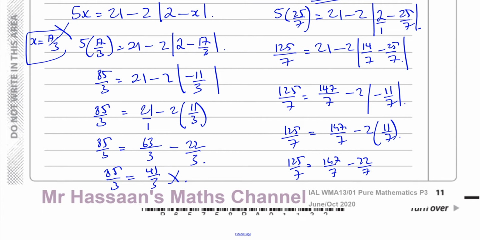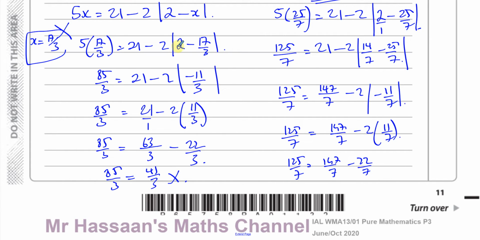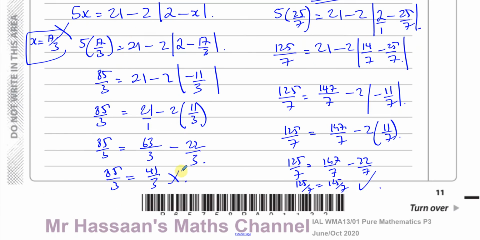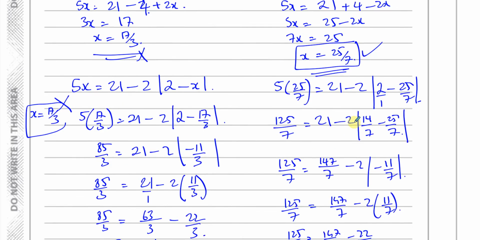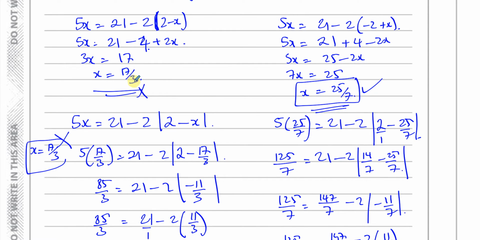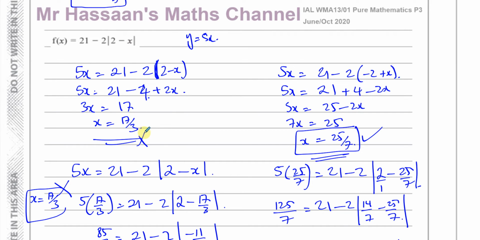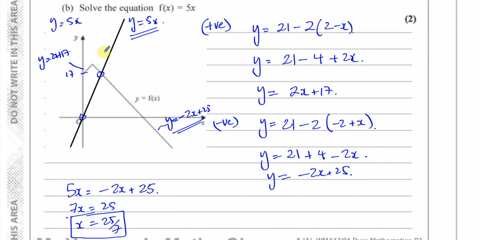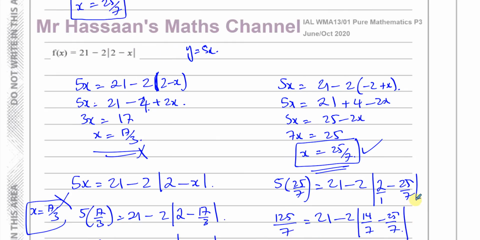So we get 125 over 7, running out of space here, is equal to 125 over 7. So we can see that x equals 25 over 7 is a solution which satisfies the modulus equation. So we can see very clearly that 17 over 3 did not satisfy our equation and 25 over 7 did. So 25 over 7 is our solution, and 17 over 3, although it gives an algebraic answer, is not a solution to this, because it's basically finding a solution that doesn't exist, where this line continues on and hits y equals 5x, which doesn't actually happen in reality. That's why it doesn't solve the modulus equation.